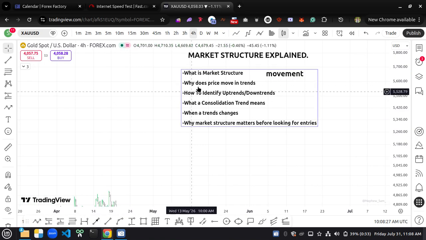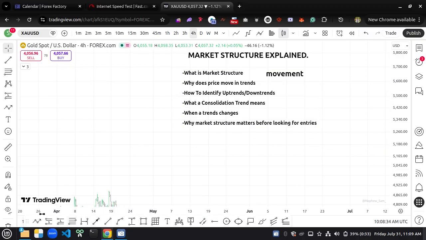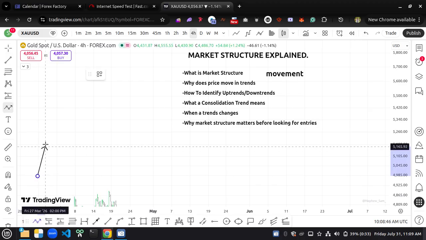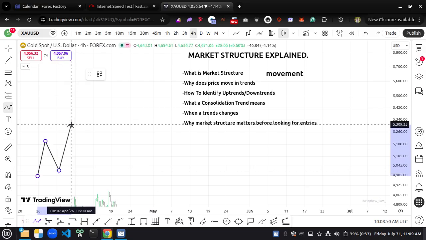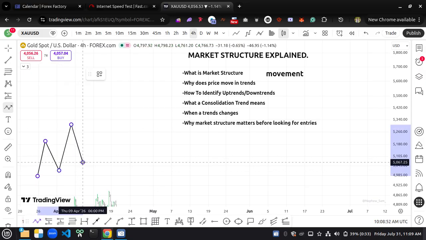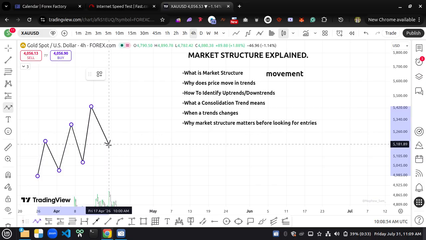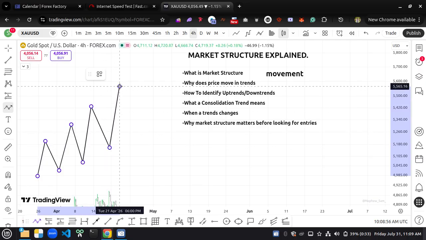Now, why does price move in trends? Price moves in trends because buyers and sellers are always involved in the market. Market is always active, right? So that's why price moves in trends. And now, what are the kind of trends we have? We have the uptrends, which traders also call bullish trend. That is, market is always moving to the upside, as you can clearly see.